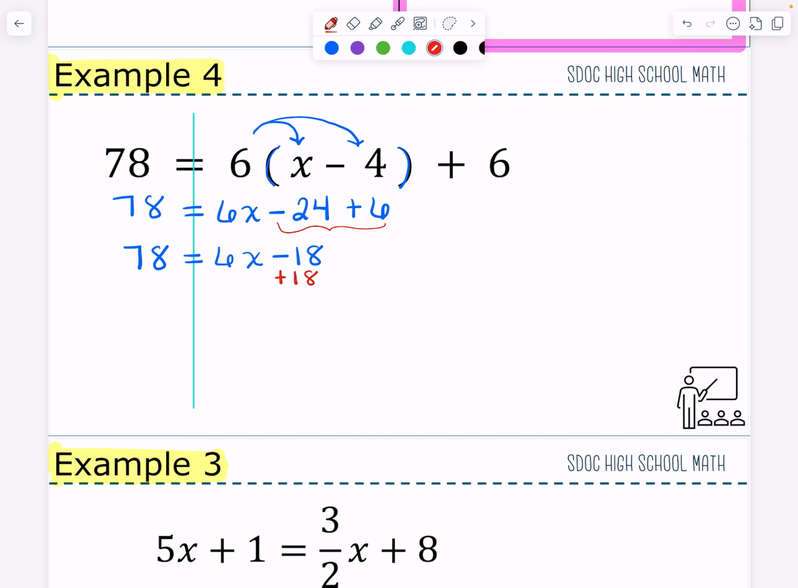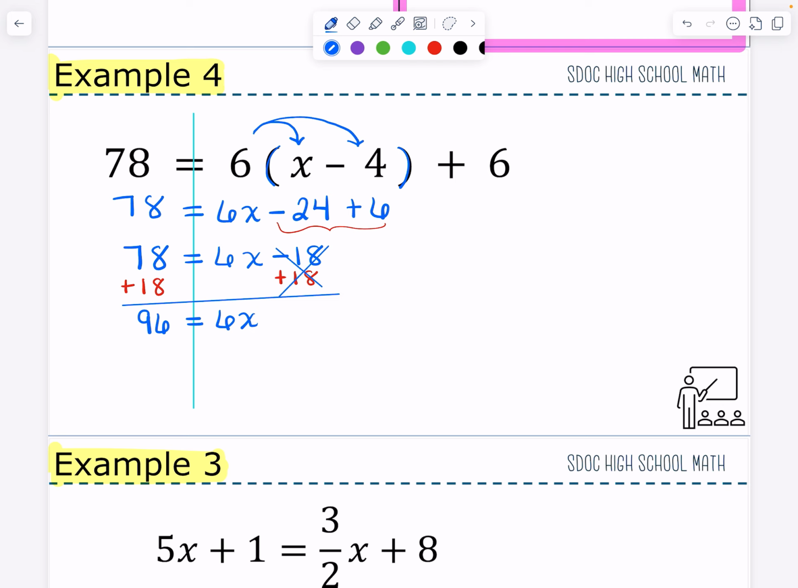But if I want to get rid of it on the right side, then I have to also place it on the left side. So if I have positive 18 on the right side, I've got to put positive 18 on the left side of the equal sign. Now, 78 plus 18 makes 96 equals 6x, and negative 18 plus 18 makes 0, and that cancels out.